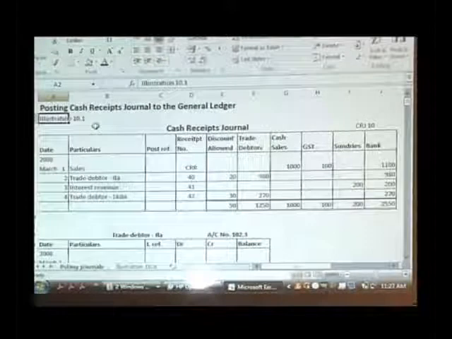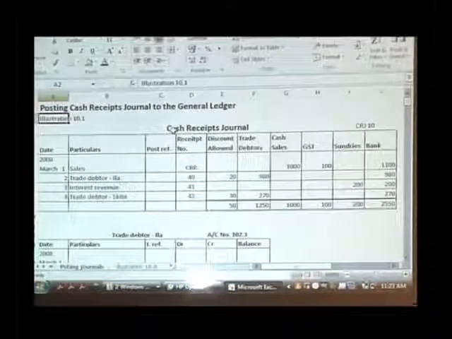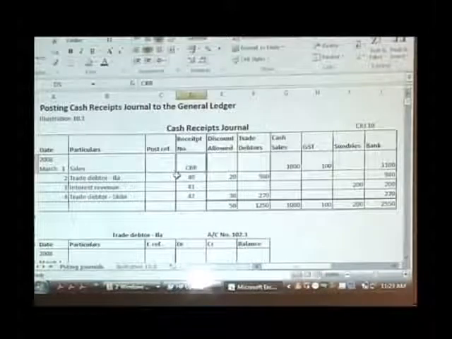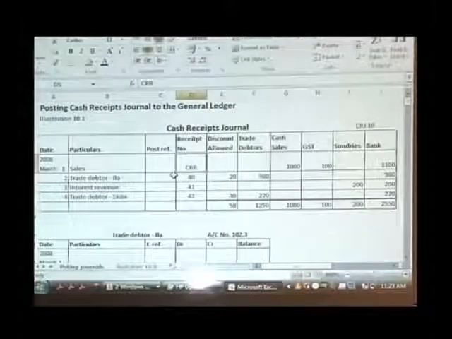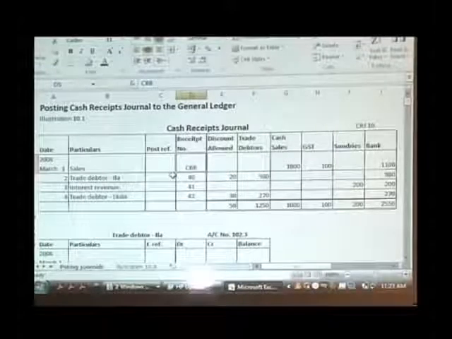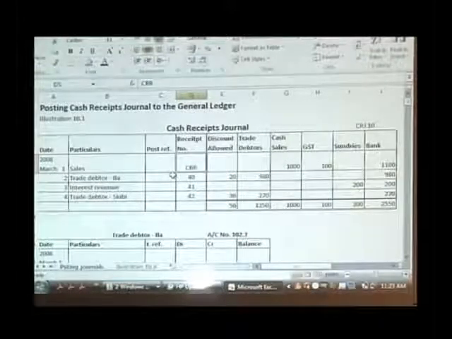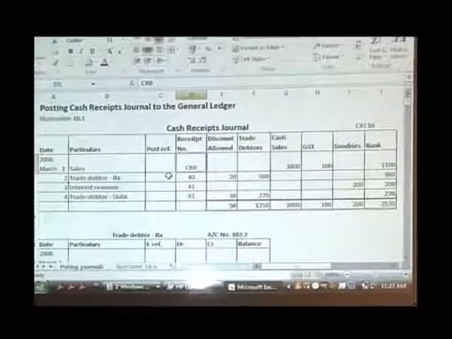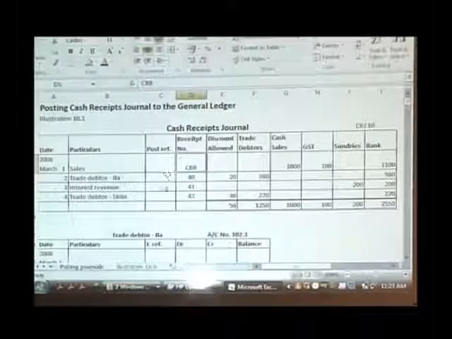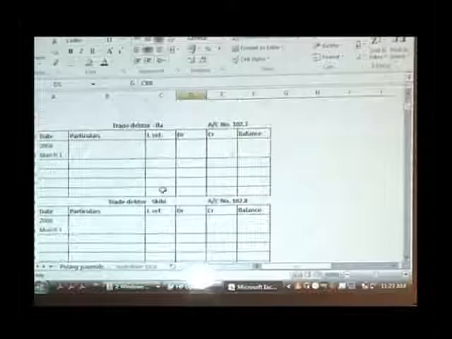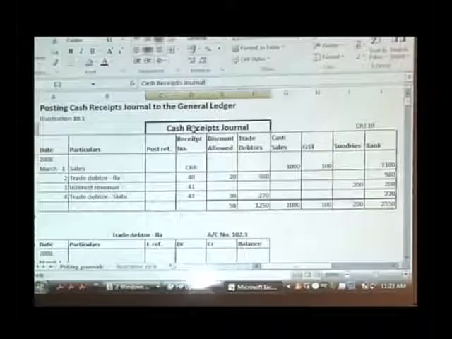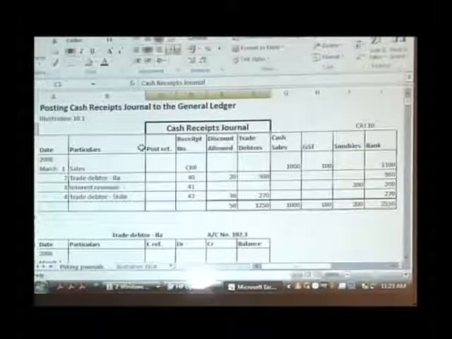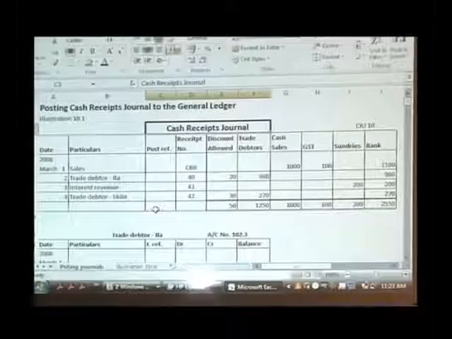Turn to illustration 10.1, where you can see a cash receipts journal like this, and also the ledger account balances as additional information, and also the extract of chart of accounts. Now, based on all this information, we will work out the ledger accounts. So this is the cash receipts journal. Now we are going to learn how to post the cash receipts journal to the general ledger.